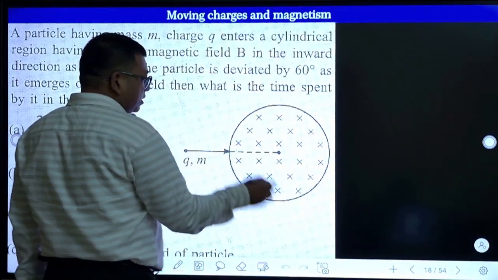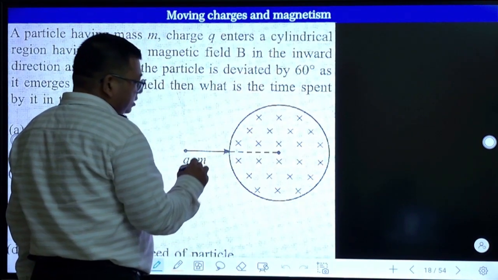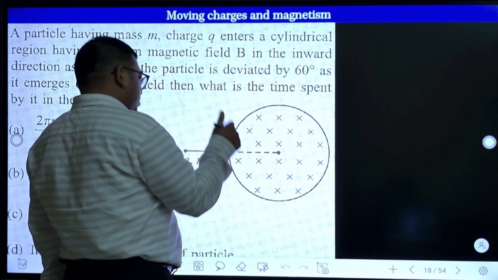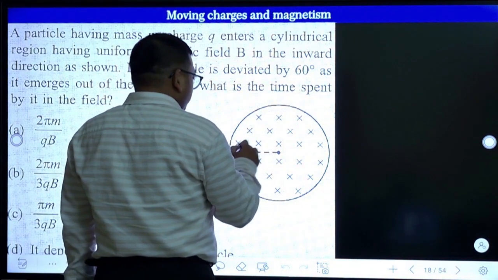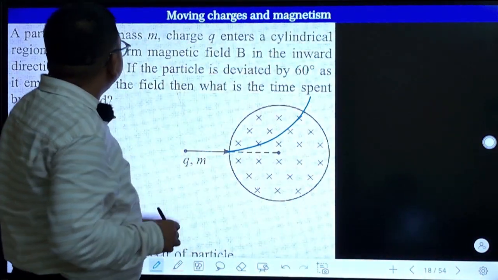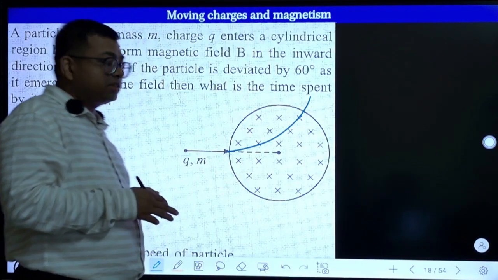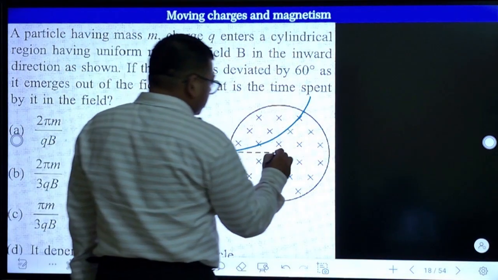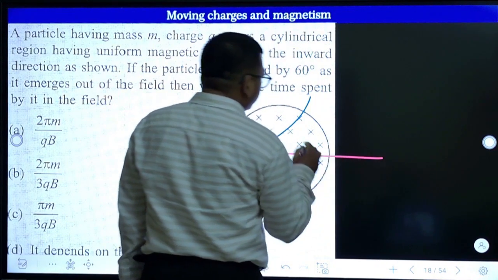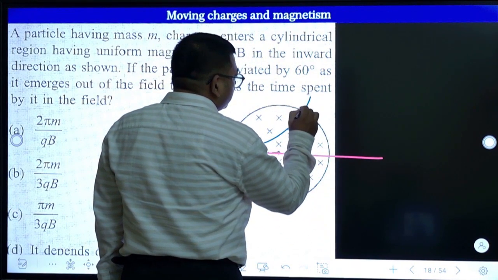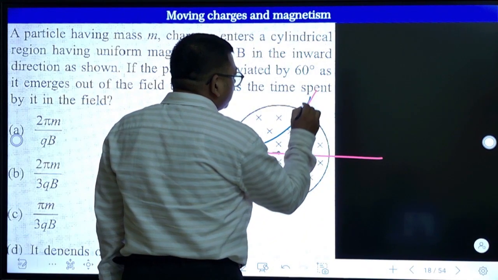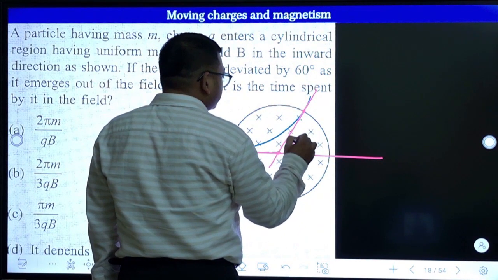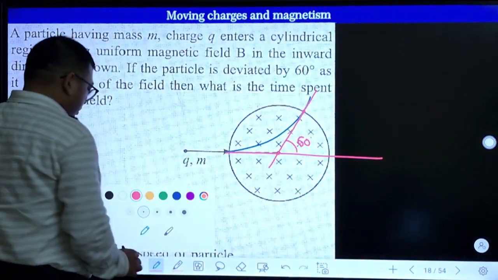It may be taking a circular path. Let us say it is going with velocity v, and with the magnetic field, v cross B gives an upward force, so maybe it is going like this way. We do not know. The charge is positive, so let us take that it is happening this way. Deviation means this was the original path, and when it is exiting here, you have to take a straight line. That angle is 60 degrees, as they have given.